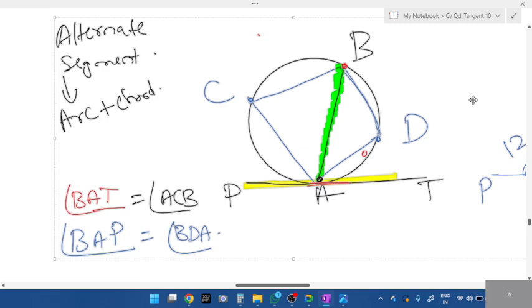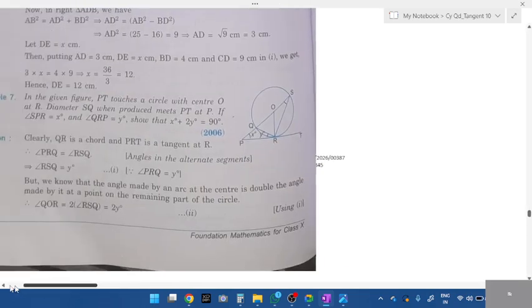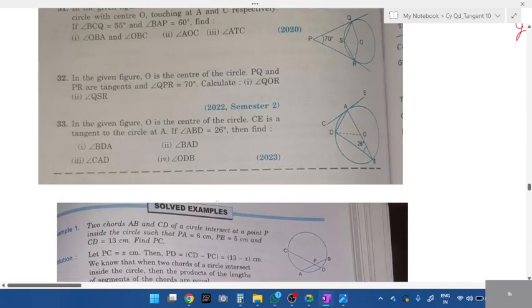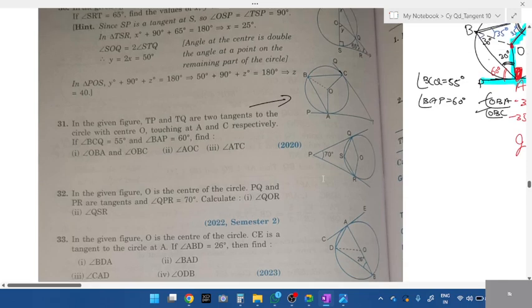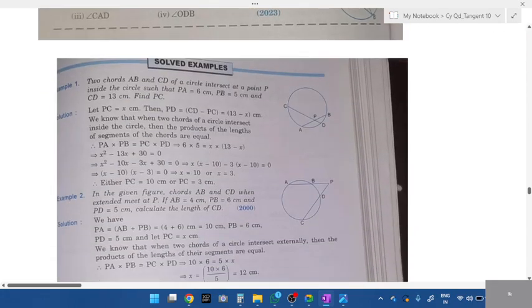Alternate segment, chord, tangent, two chords intersecting internally, externally. So all the concepts are done. Tangent and circles, all the concepts are done. Only a few questions are pending. We'll just solve those questions. Afternoon, I solved this. 2020 was done, 20, 30, 31, 32, 33.